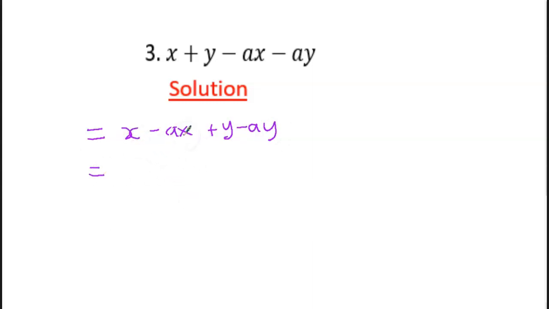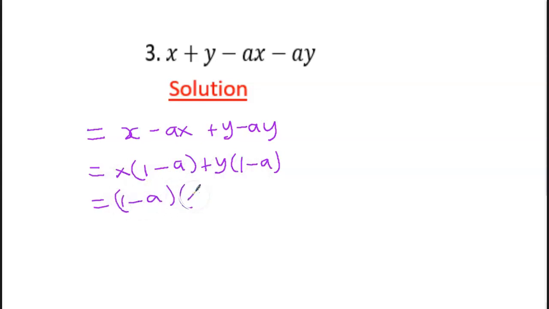So x is here, another x is there, so you bring x out. So you have 1 minus a. Plus y is common in these two terms, you bring y out. Then you have 1 minus a. So the refactorization will come in. 1 minus a is common, so you bring it out, 1 minus a in bracket. So over here to be left with x plus y. That is the answer. With this same question, you can do it this way.